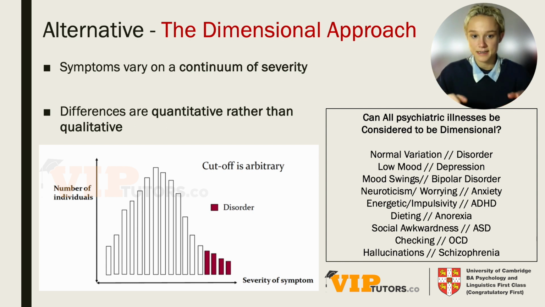So, as you can see here: low mood swings, impulsivity, social awkwardness, hallucinations. Those things are either, we argue, symptoms of a psychiatric illness, or they are character flaws or personality, individual differences. So it's a different way of conceptualizing psychiatric illnesses. And here is an example of how it works.